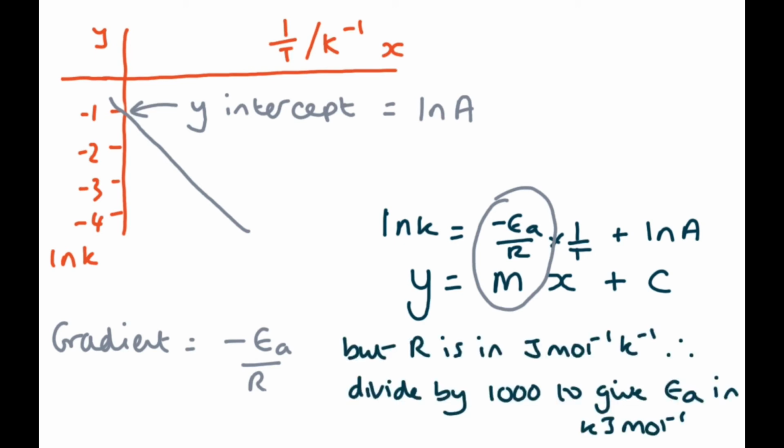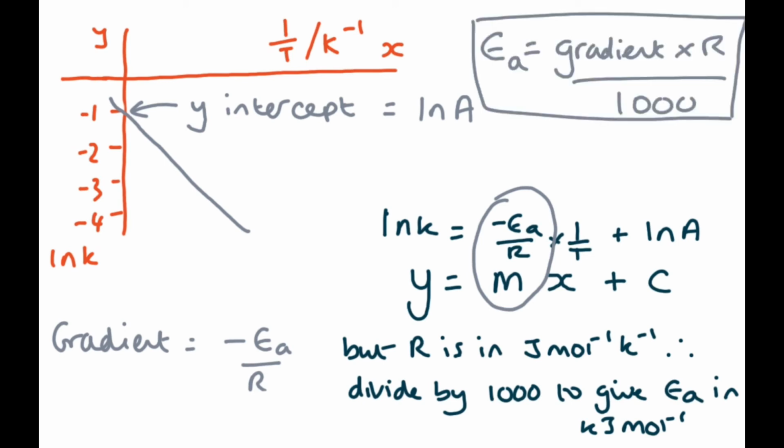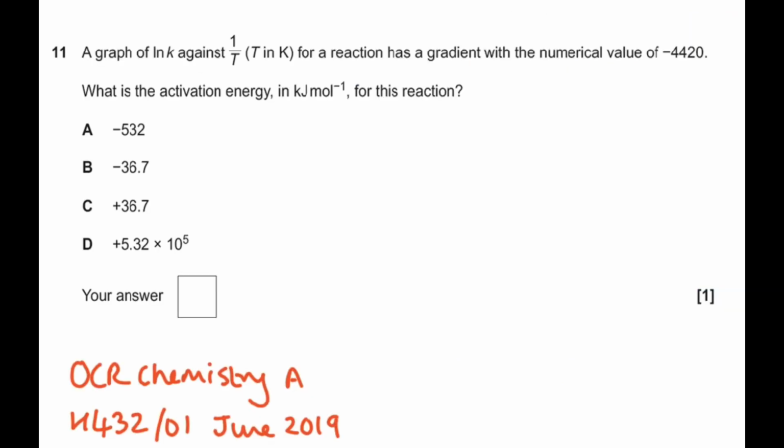But you've got to be careful when you're calculating this, because the gas constant R is in joules per mole per Kelvin. So you need to divide by 1000 to give the activation energy in kilojoules per mole. The activation energy needs to be in kilojoules per mole. So to work out the activation energy, you just need gradient times R divided by 1000.